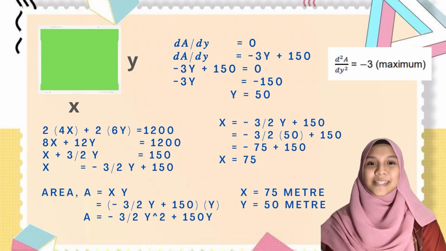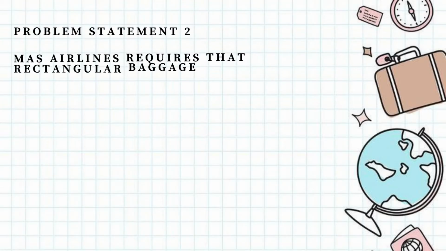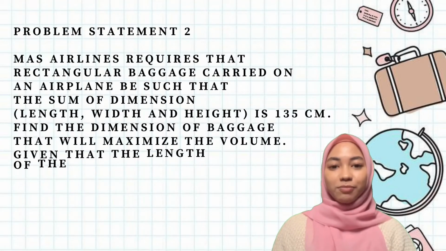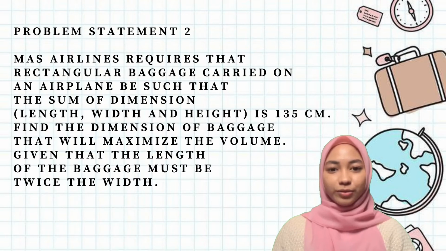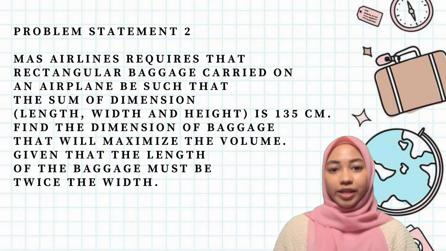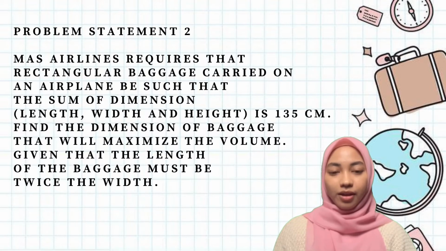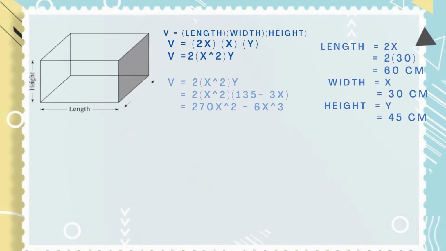Now we move to the second problem. So, this is the problem statement for question 2. MAS Airlines requires that rectangular baggage carried on an airplane be such that the sum of dimension, length, width, and height is 135 cm. Find the dimension of baggage that will maximize the volume given that the length of the baggage must be twice the width.